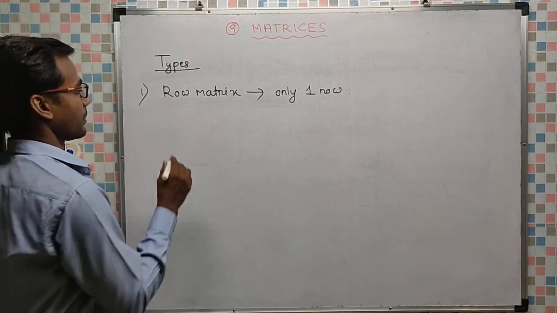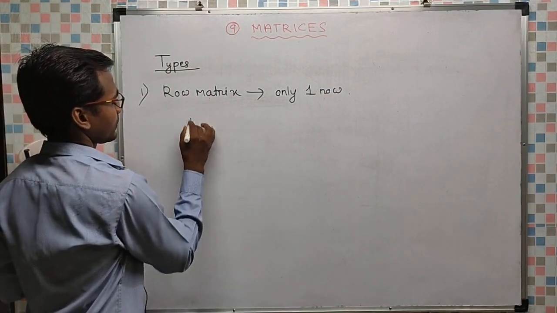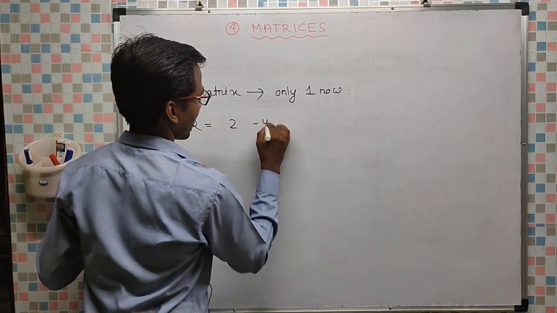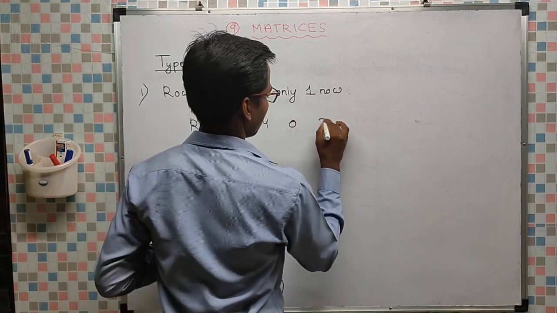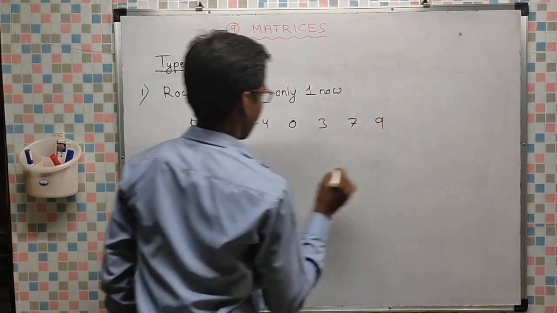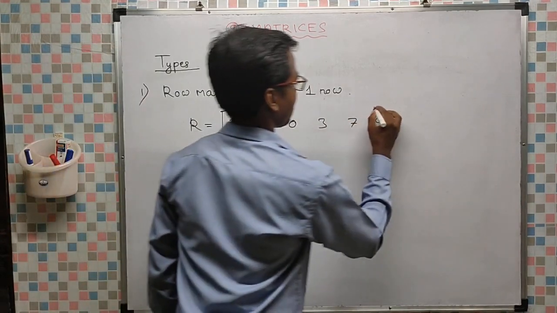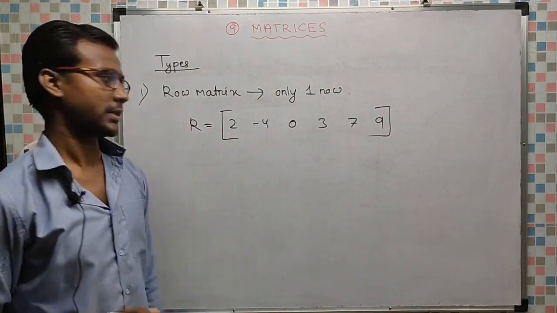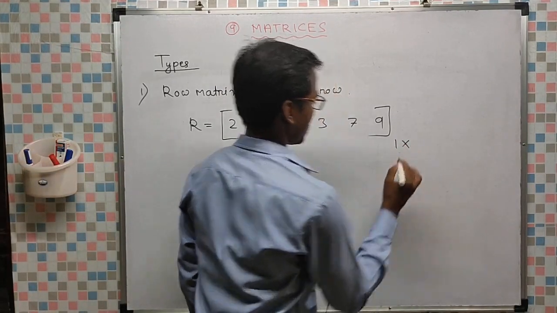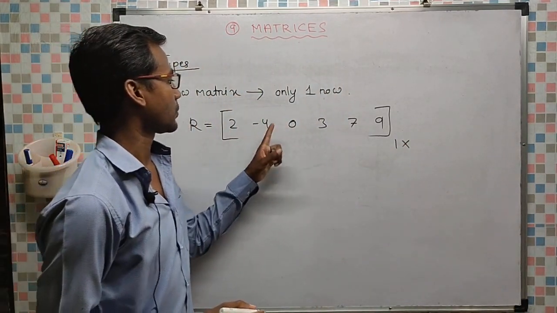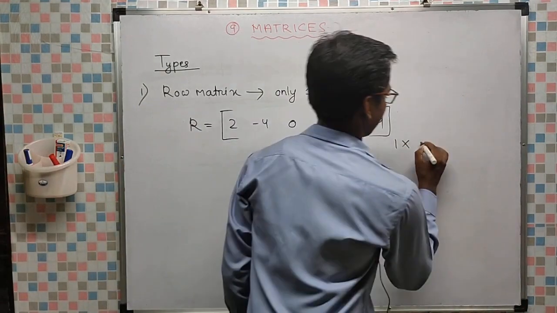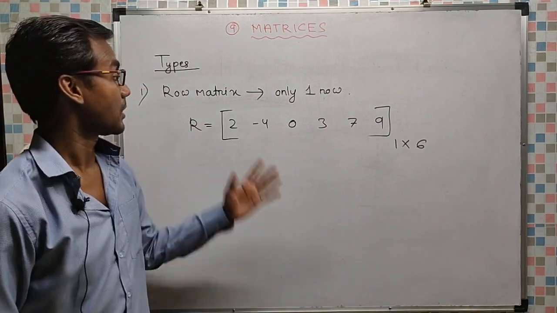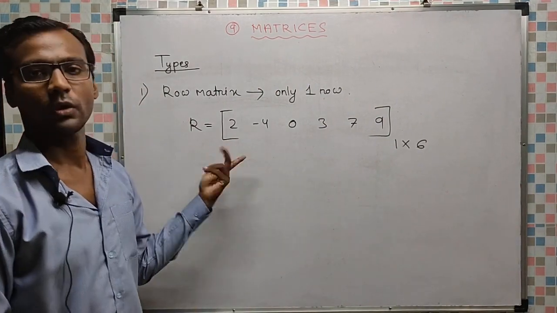For example, R is equal to 2, minus 4, 0, 3, 7, 9. As you can see, there is only one row in this matrix. So one row, how many columns are there? 1, 2, 3, 4, 5, 6. So this matrix has one row, so it is called row matrix.